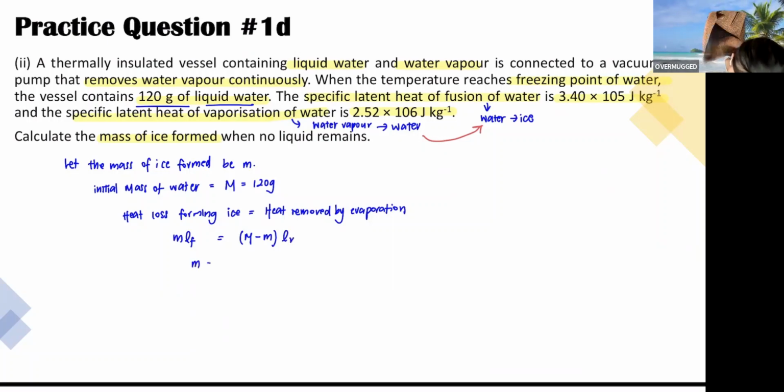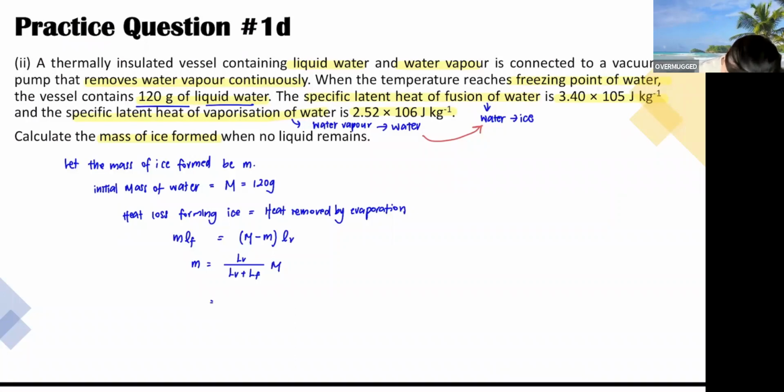So to find small m, all I got to do is just take LV over LV plus LF times capital M. Okay, all I got to do is just make small m the subject of the formula.